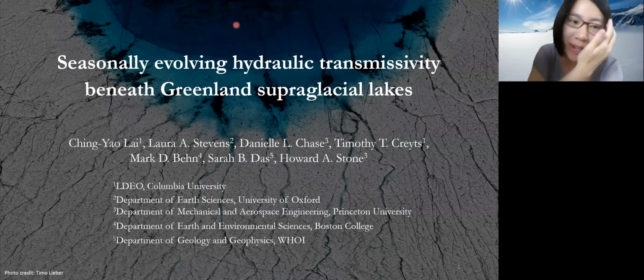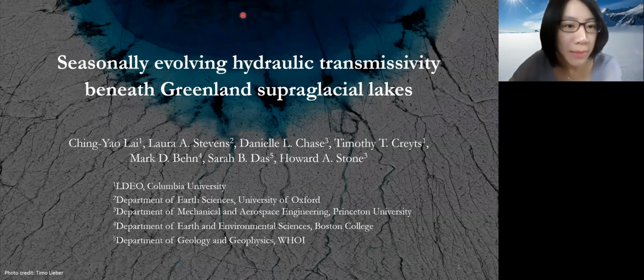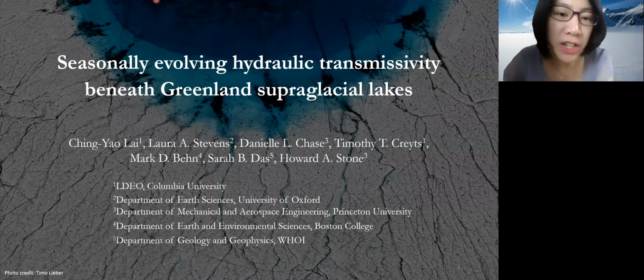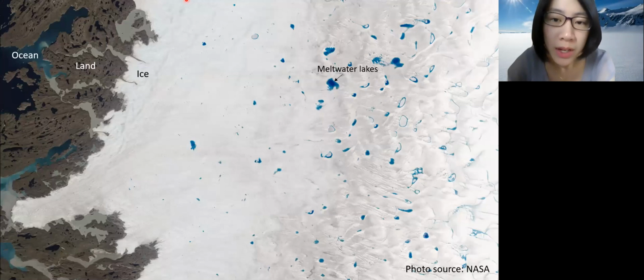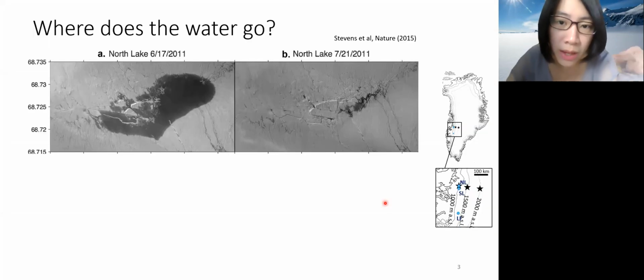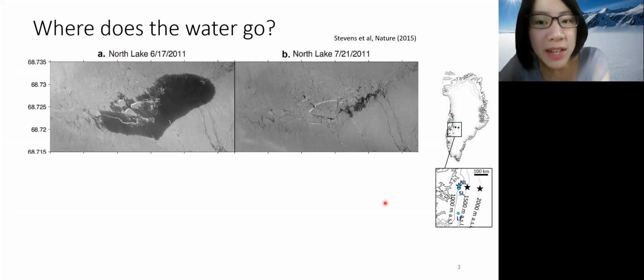My name is Yao, and today I'll be talking about subglacial evolving hydraulic transmissivity beneath the Greenland subglacial lakes. Thousands of supraglacial lakes form annually on the surface of the Greenland ice sheet in response to seasonal surface melt. Many of these lakes drain rapidly, transporting water through vertical hydrofractures directly to the bottom of the ice sheet.